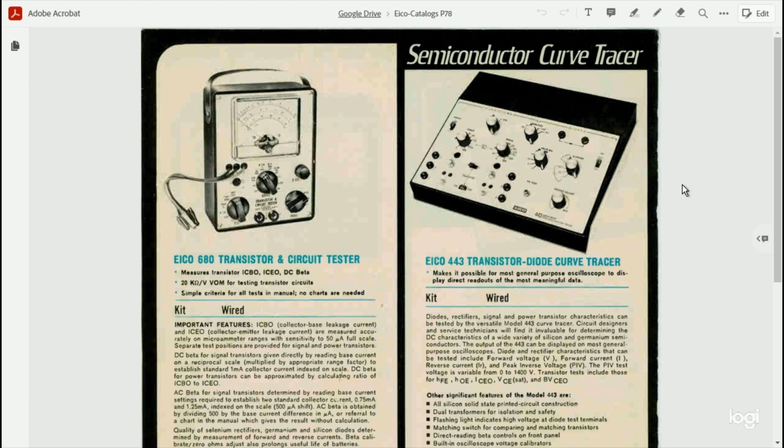Diode and rectifier characteristics that can be tested include forward voltage, forward current, reverse current, and peak inverse voltage. The PIV test voltage is variable from 0 to 1400 volts. Transistor tests included those for HFE, HOE, ICEO, VCE saturation, and BVCEO.